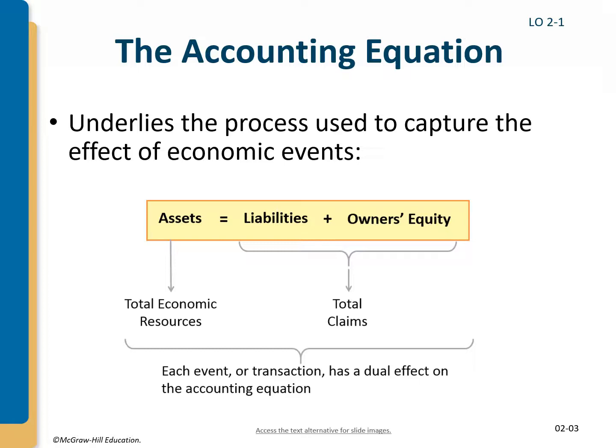So each event or transaction will have a dual effect on the accounting equation, meaning at least two items have to be affected by one transaction because it is an equation that must equal.